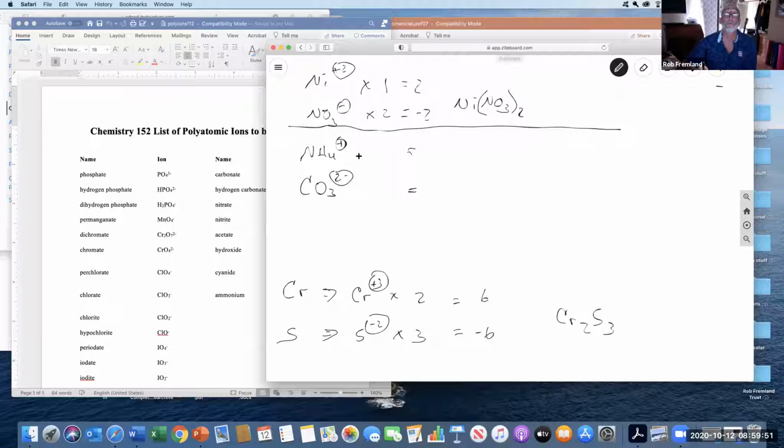So the least common multiple here is a 2. I need 2 of these, and I need 1 of these to get to a 2. So that means it's going to be (NH4)2CO3.